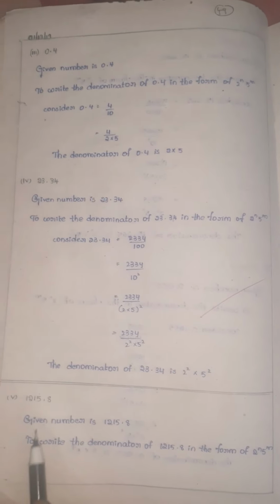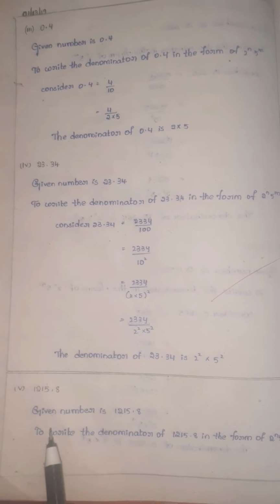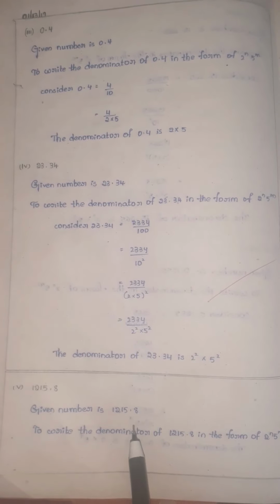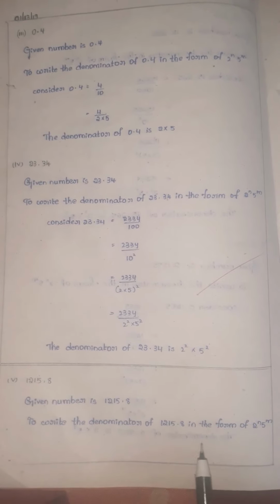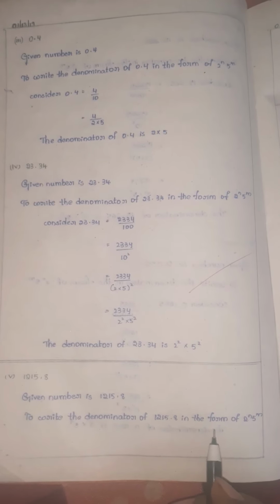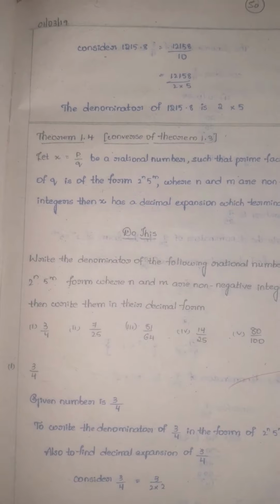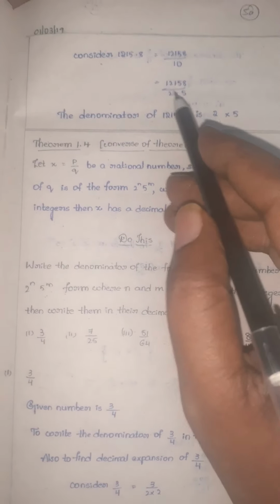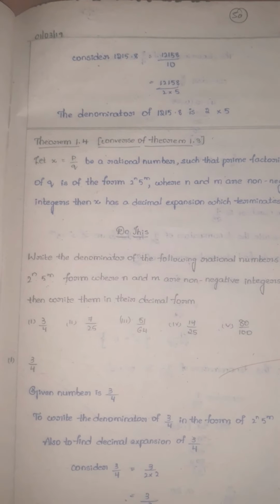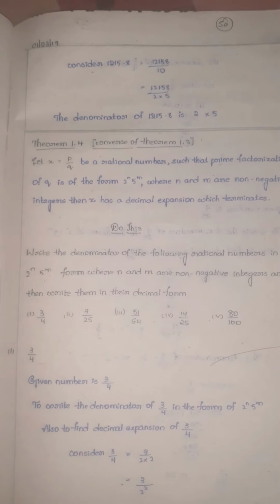Children, this is the question given. The given number is 1215.8, and it asks us to write the denominator of 1215.8 in the form of 2 power n into 5 power m. So consider 1215.8 is equal to 12158 by 10. I wrote the numerator as it is, and the denominator 10 can be written as 2 into 5. So the denominator of 1215.8 is 2 into 5.